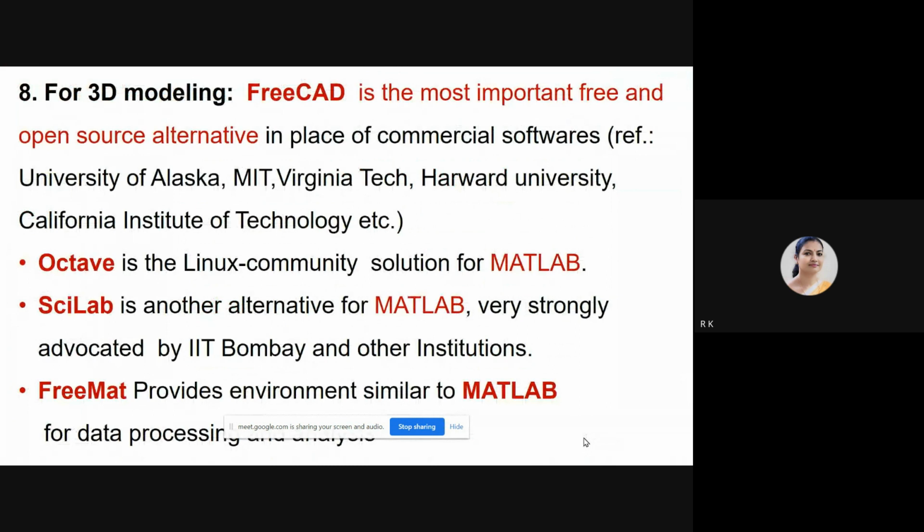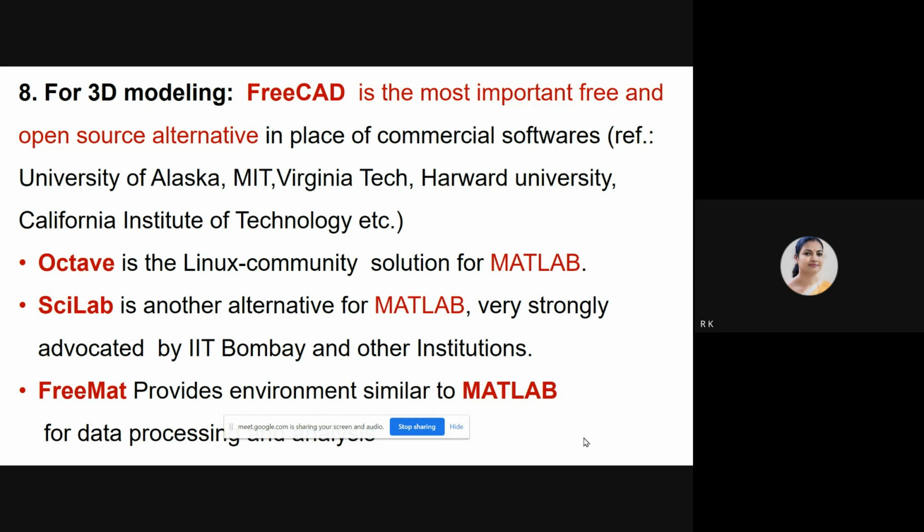This is the most important free and open source alternative in place of the commercial software. For example, you can refer to the universities of Alaska or any other foreign university for that matter, or our own IITs, where we use this method, FreeCAD. You can just Google it. So FreeCAD is one which you can use parallelly.